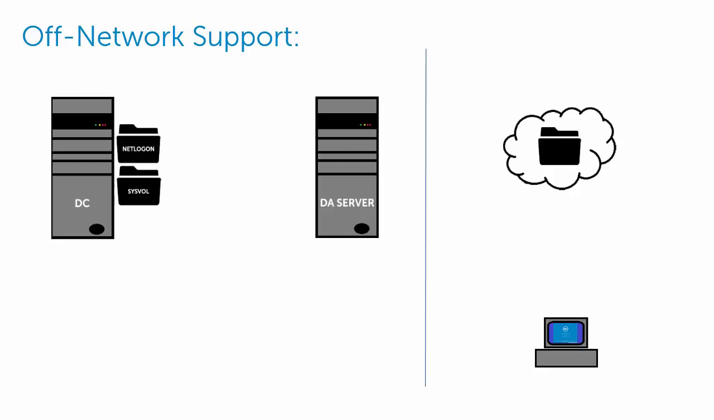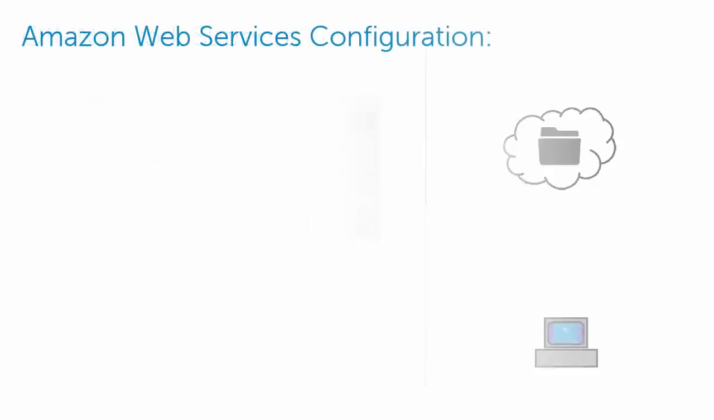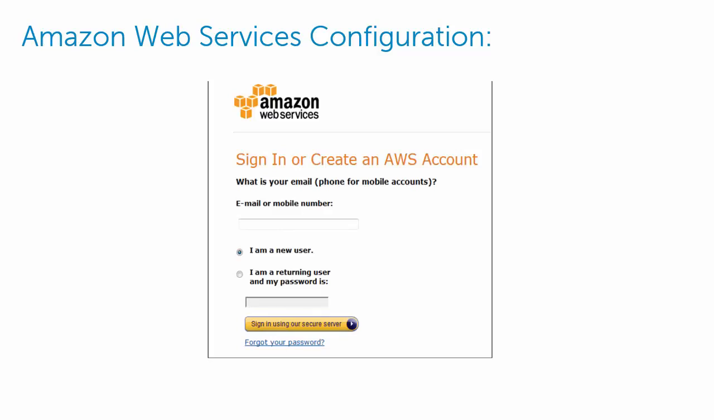Currently, Desktop Authority will only support Amazon Web Services cloud storage. In future releases of Desktop Authority, we will be adding the capability to use other web services. A link to Amazon Web Services has been provided in the accompanying knowledge base article. The Amazon Web Services account must be configured prior to enabling off-network support. To create an account, click on the link in the accompanying knowledge base article. Fill out the required information, then click Sign in using our secure server.